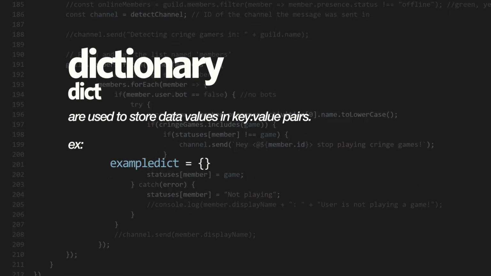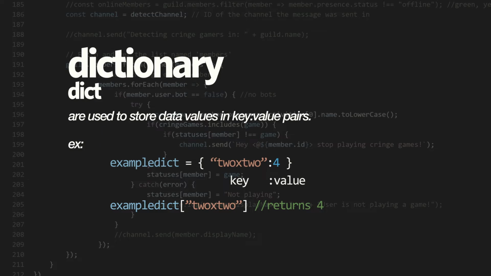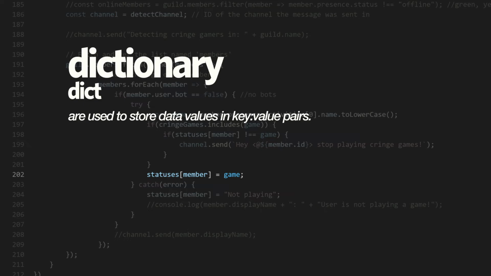My solution was to use something called a dictionary. A dictionary can hold many entries, with one key being associated to one value. Each key is unique, and when asking for an entry using a key, you get its associated value back. I used each member as a key, and their activity name as the value. If they're not doing anything, I can simply set the value to not playing in the catch area from earlier.